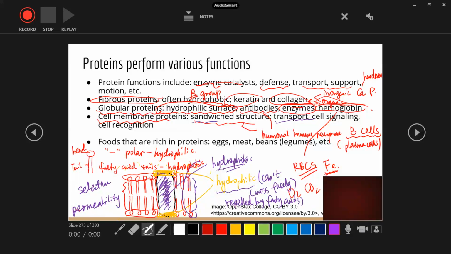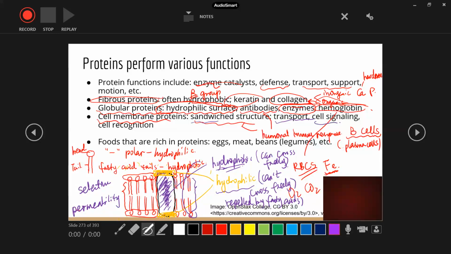Now, if it's a hydrophobic molecule, that's a totally different story, right? Usually they can cross freely because they mix well with the fatty acid tails. So they can usually cross the cell membrane very easily. Now, of course, the size of the molecule also affects whether the molecule can cross the membrane or not. But for now, we just focus on whether the molecule is hydrophobic or hydrophilic. But again, if you are taking a biology class, you have to consider the size of the molecule as well.